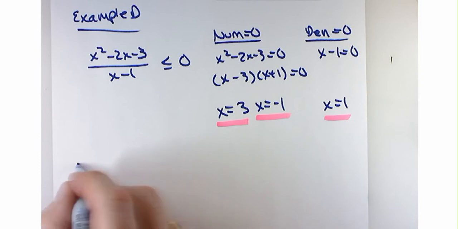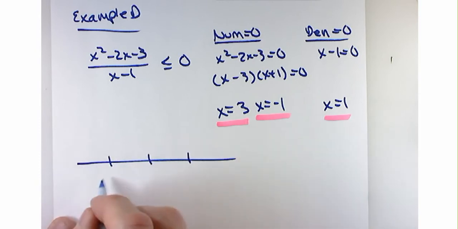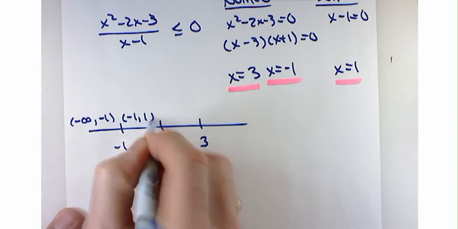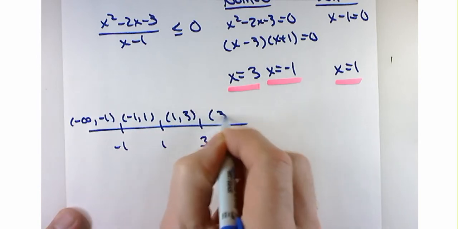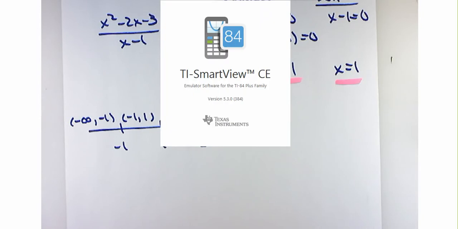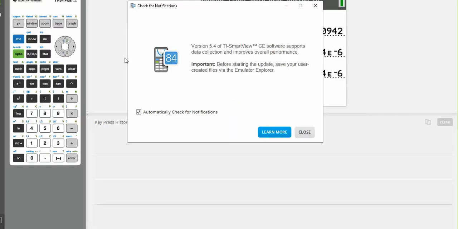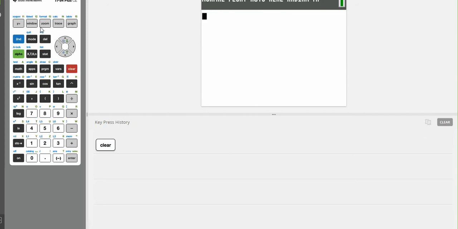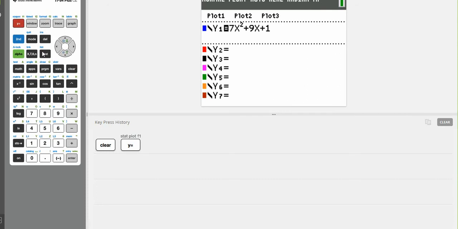If I put those on the number line, negative 1, 1, and 3, that breaks up my real number line into a bunch of intervals, and I need to test points in each of those intervals. Perhaps I should show you how to do this on the graphing calculator, just to make sure you're comfortable with both technologies, because chances are moving forward, you're not going to be able to use Desmos in your future classes during a math test. So let's make sure you can do it with other technologies.